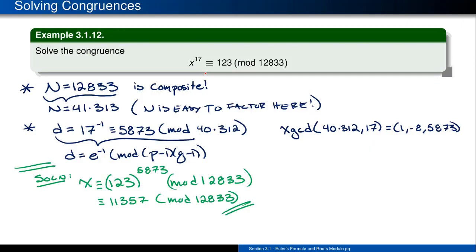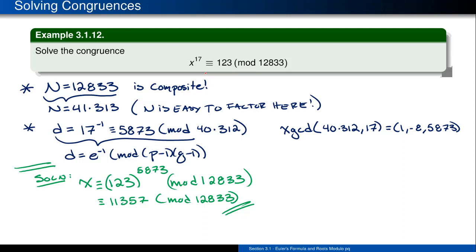Okay, so I'm giving you this congruence. So it's of the form x to the 17th power is supposed to kick out a 1, 2, 3 modulo 12,833. So right away from the get-go, I'm not actually telling you what those primes p and q happen to be, but because that n is so tiny, you can actually go ahead and factor that thing. So in this case, that n actually factors into a product of two primes, so in this case 41 times 313. And once I know how that thing factors, now I can actually go ahead and construct my inverse.